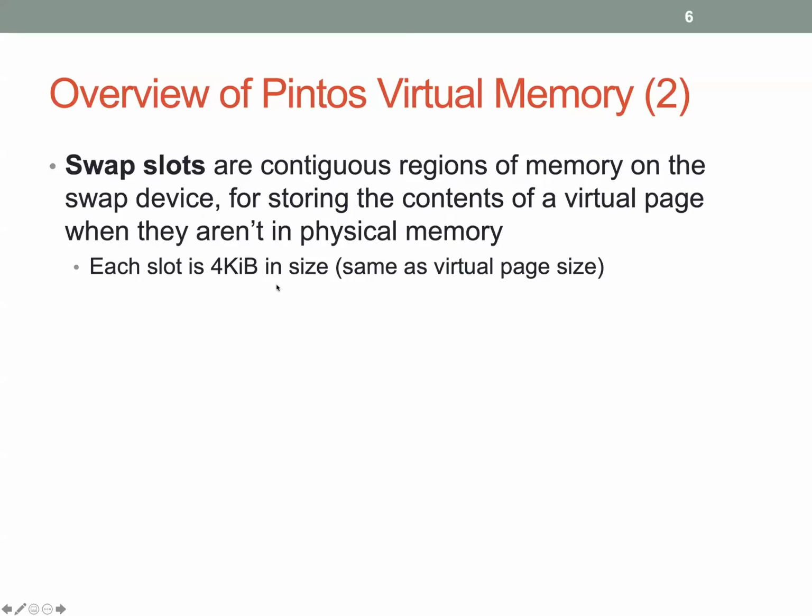4 KiB is 4 kilobytes. That's 4,096 bytes, as opposed to 4,000 bytes. Just in case there's any confusion, I just want to make sure. Usually when I say 4 kilobytes, I mean 4,096, because we're talking in real computers here.